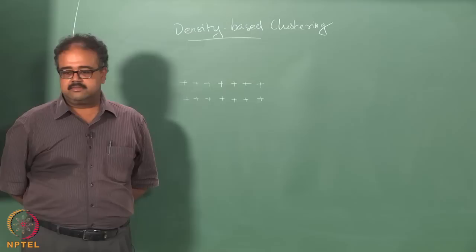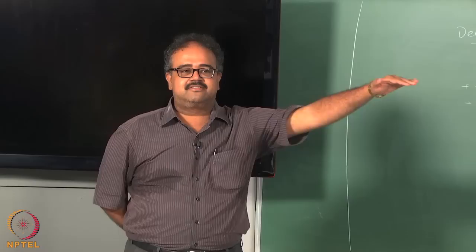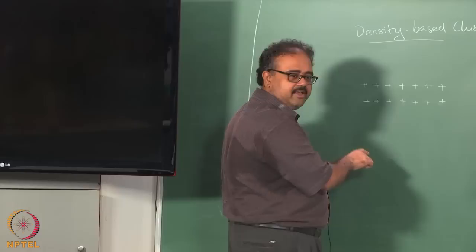Can you see two clusters in these points? Kind of, sort of. So, what are the two clusters? There is a row of pluses there and a row of pluses at the bottom. So, there are two clusters here, right. So, I will not touch these data points. I will just do the following.